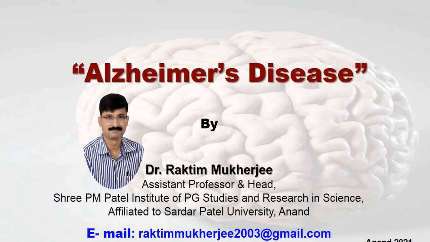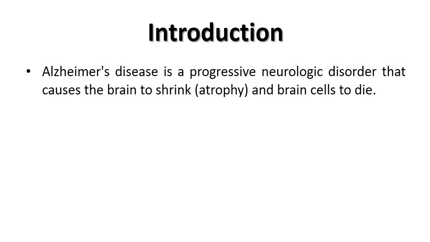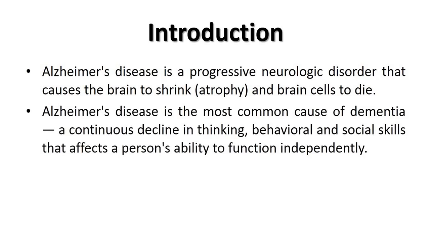Some of the salient features first. As an introductory note, Alzheimer's disease is a progressive neurological disorder that causes the brain to shrink. Shrinkage we mean by atrophy, and eventually the brain cells would die. It's one of the most common forms of dementia. What is dementia? It's a continuous decline in thinking, behavioral and social skills, that is cognitive function.